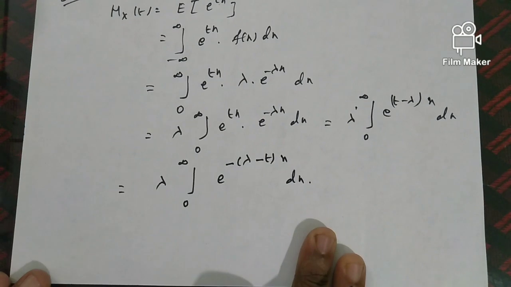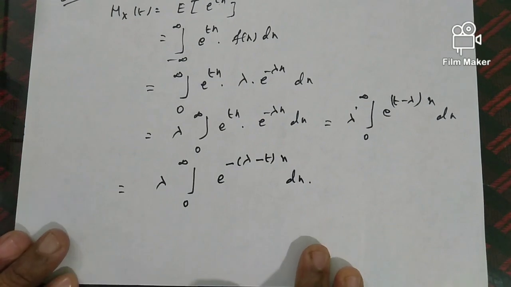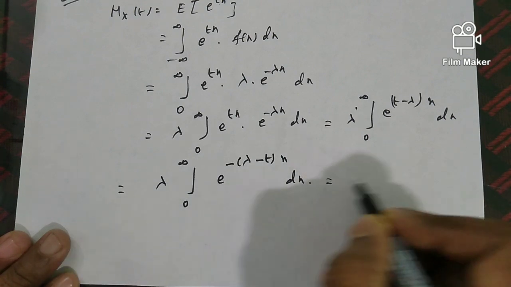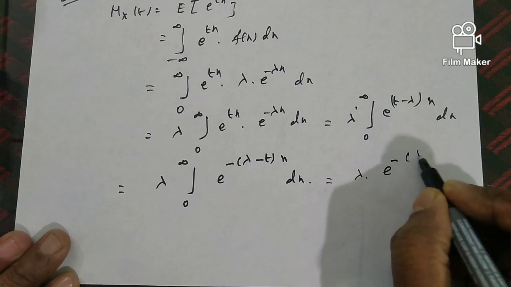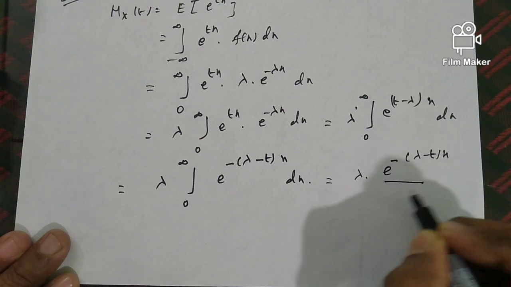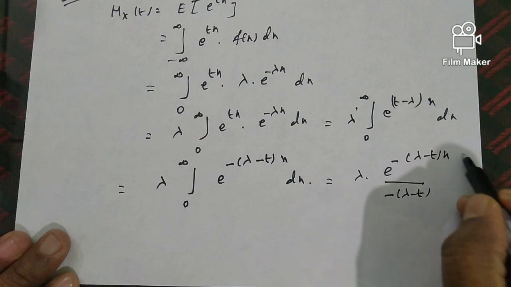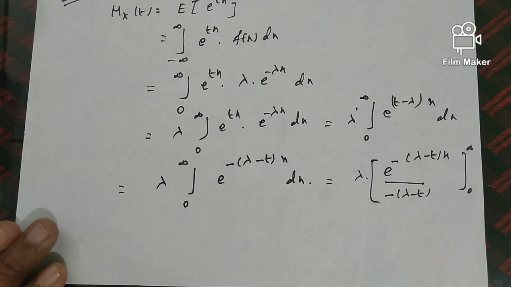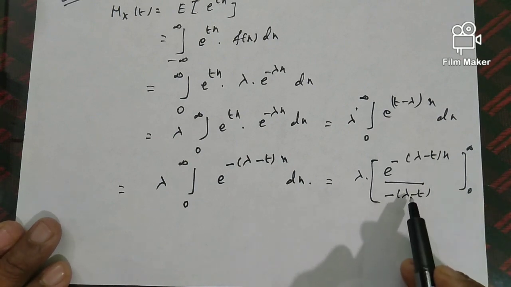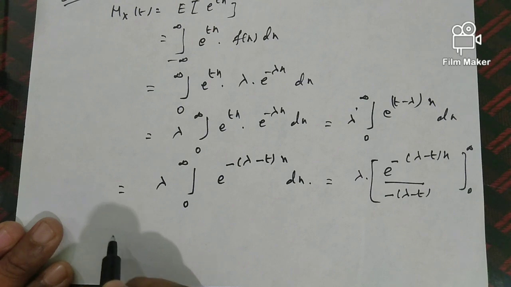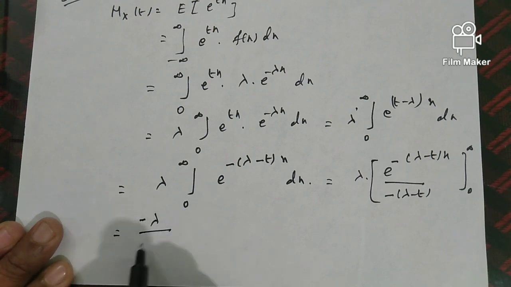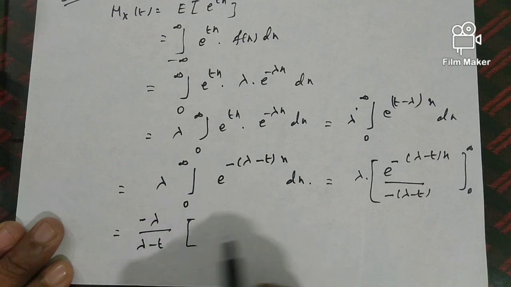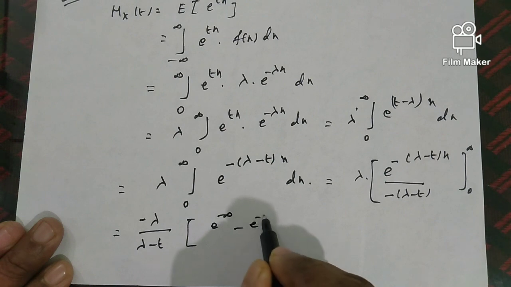Now we are going to integrate this with respect to x. The integration of e power minus x is e power minus x divided by minus 1. In the same manner, this can be written as lambda into e power minus (lambda minus t) into x divided by minus (lambda minus t), with the limit 0 to infinity. Before applying the limit, we can take the minus (lambda minus t) outside. So this can be written as minus lambda by (lambda minus t) into [e power minus infinity minus e power 0], where the upper limit is infinity and the lower limit is 0.